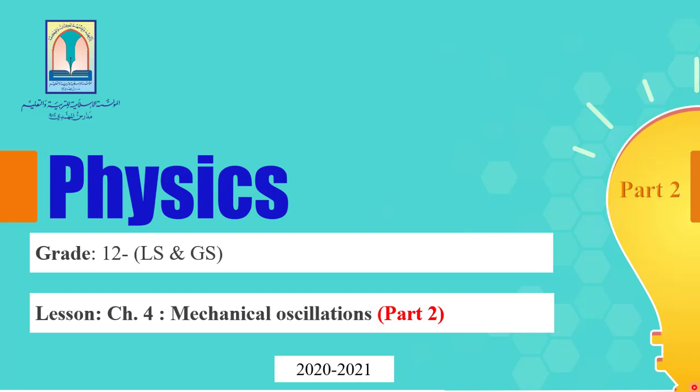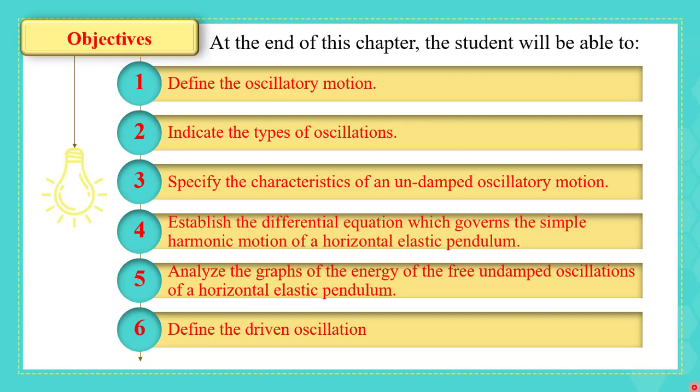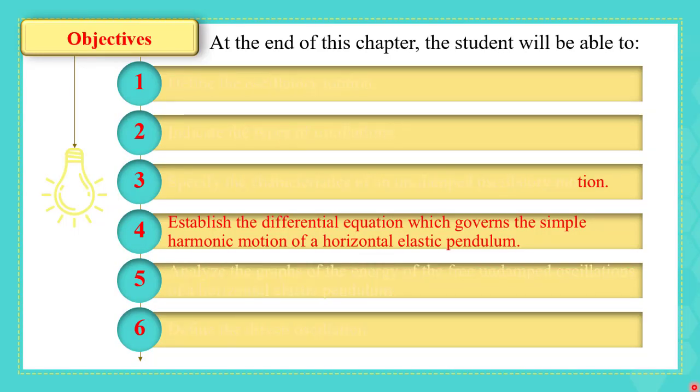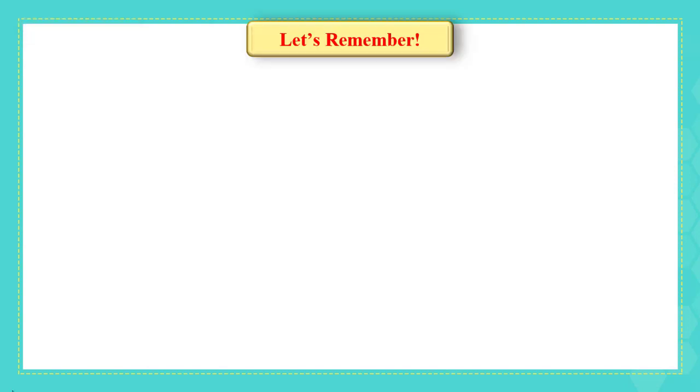This is the second video in Chapter 4, Mechanical Oscillations. At the end of this video, you are going to be able to establish the differential equation which governs the simple harmonic motion of a horizontal elastic pendulum. Before we start, let's remember what we took in the last video, video number 1.